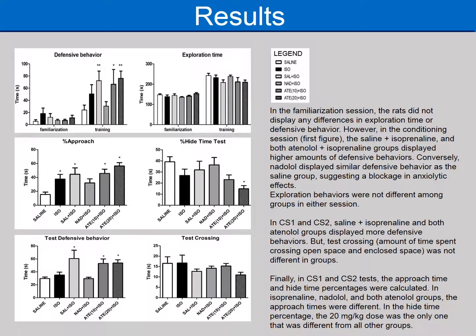These are the results I got from experiment 1 and experiment 2. In this chart, you can see the defensive behavior that was tracked in both experiment 1 and experiment 2, all put together. As you can see, the familiarization session does not have any difference between the groups, but the training, which is just the conditioning days, do have differences in the saline group and both atenolol groups. They clearly display differences as opposed to everything else. However, the exploration time did not display any type of difference between the familiarization and the training groups.